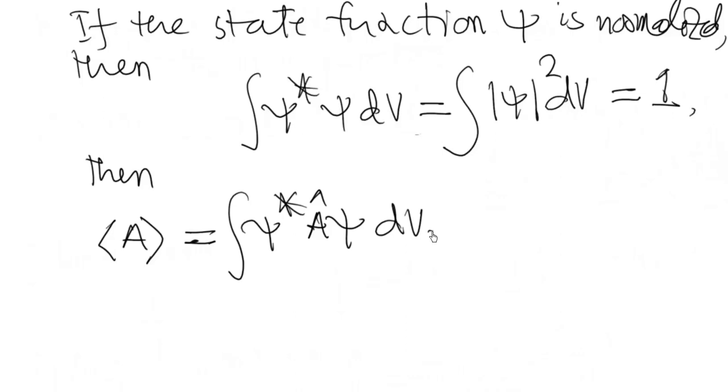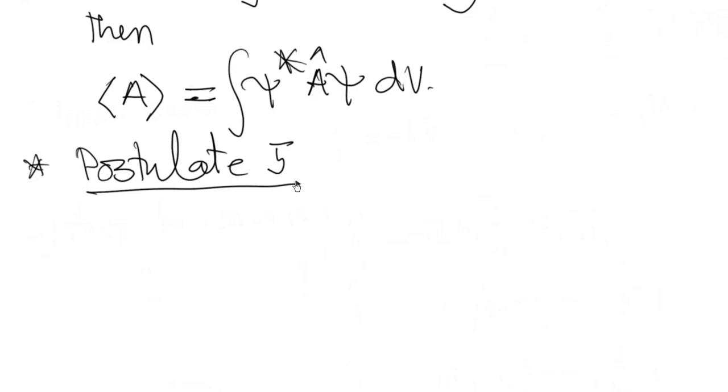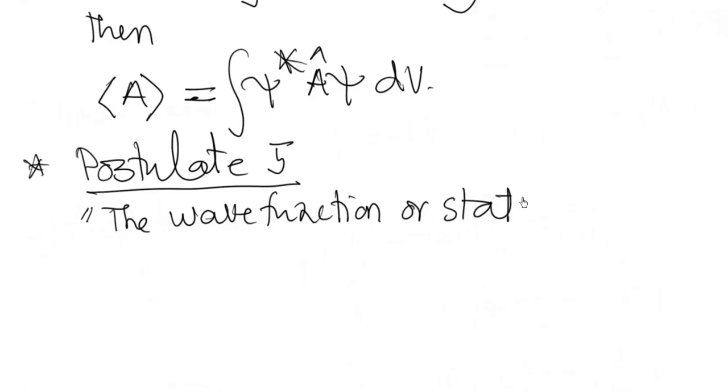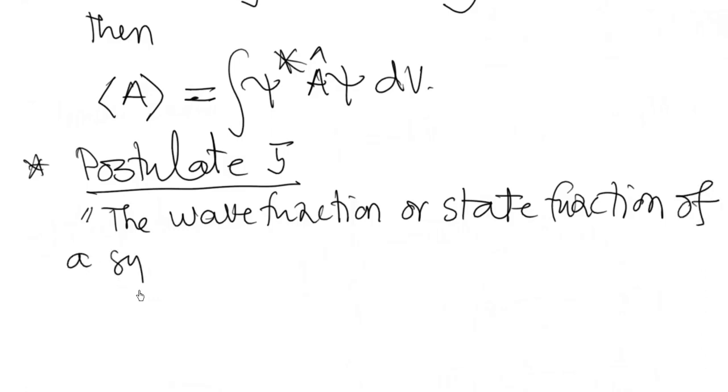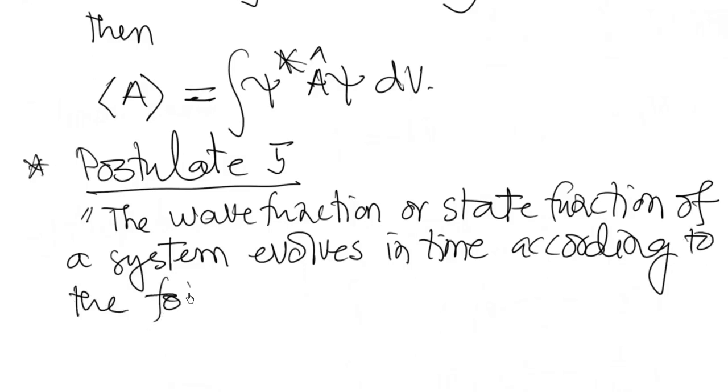We have the last postulate, postulate 5, now. The wave function or state function of a system evolves in time according to the following differential equation.